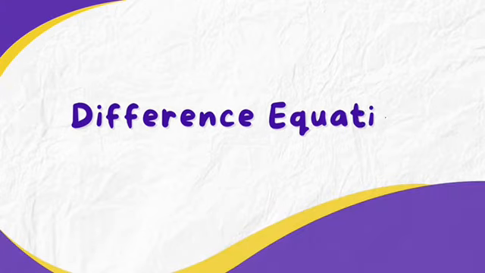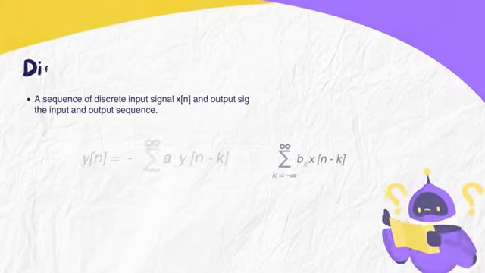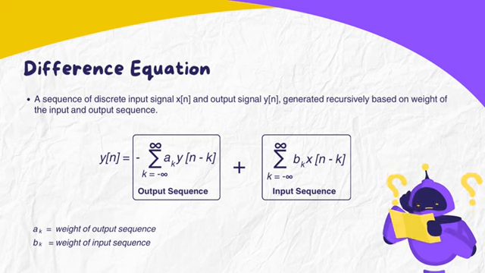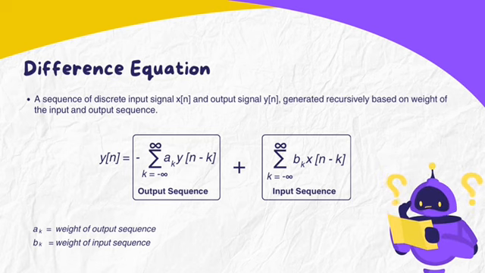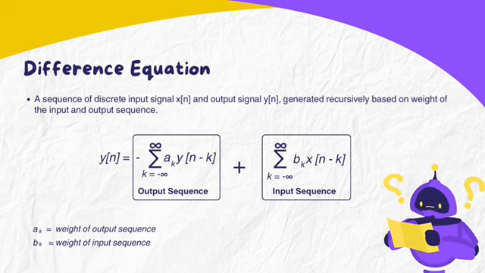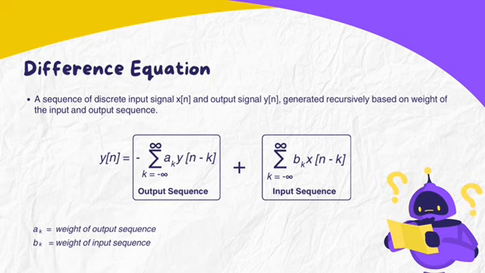What is a difference equation? A difference equation is a mathematical way to describe how a system changes over time using a sequence of input and output values. It tells you how to calculate the current output by looking at previous outputs and current or past inputs. Imagine you have a signal going into a system. This is called the input signal. The system processes this signal and gives you an output signal.